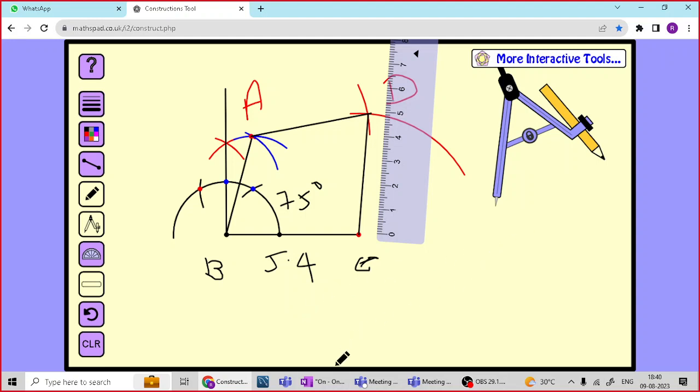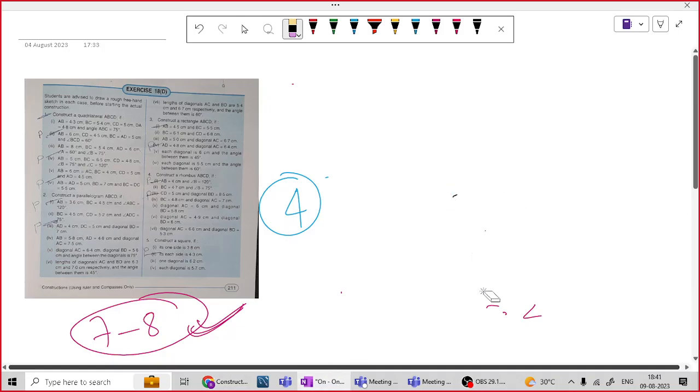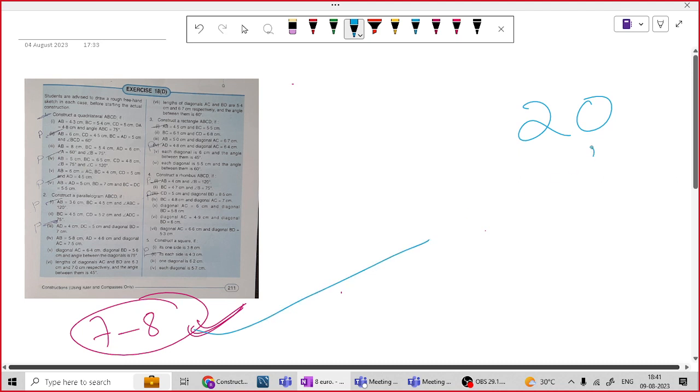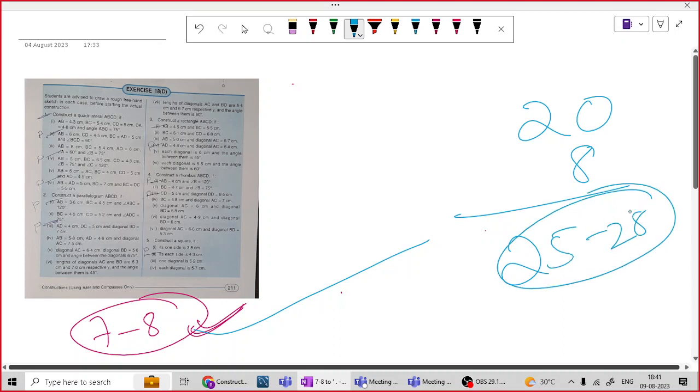Look, the project is for 20 marks, right? It's for 20. And for the main exam, you'll get it for 8. So what's the total value of this chapter? What's the total marks? Around 25 to 28 marks. It's very easy to score. Minimum 25, maximum 28.